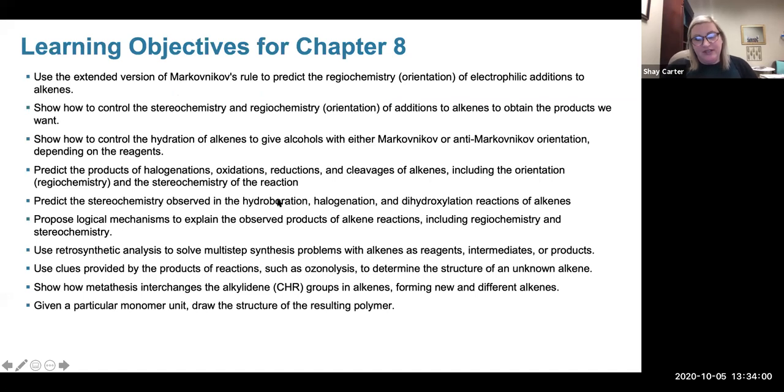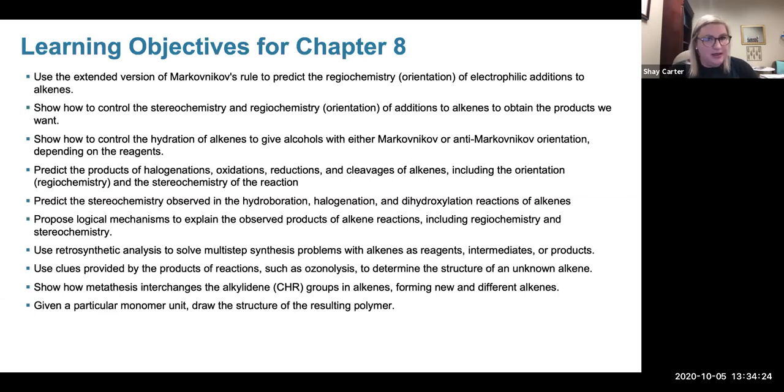Here are our learning objectives. Now we're going to go through quite a few reactions. I'm going to try to organize these into different ways that you can understand them, so kind of try to keep them organized in your brain. One good way of learning reactions of alkenes is to make flashcards. A lot of students just make flashcards.